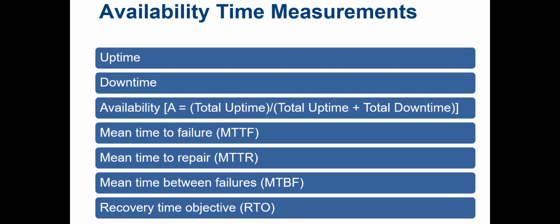Availability, mean time to failure, which is the average amount of time between failures for a particular system. Mean time to repair, which is the average amount of time it takes to repair a system, application, or component. Mean time between failures, which is the predicted amount of time between failures of an IT system during operation. And recovery time objective, which is the amount of time it takes to recover and make a system, application, and data available for use after an outage.